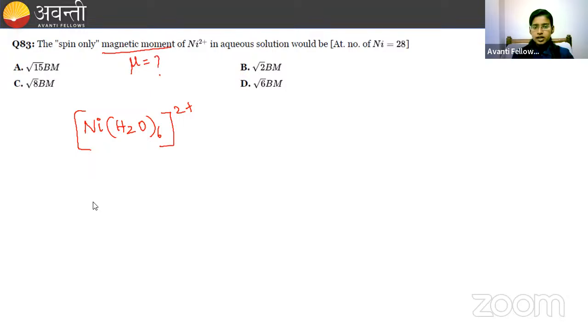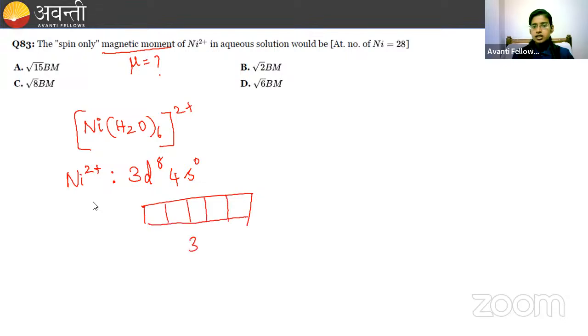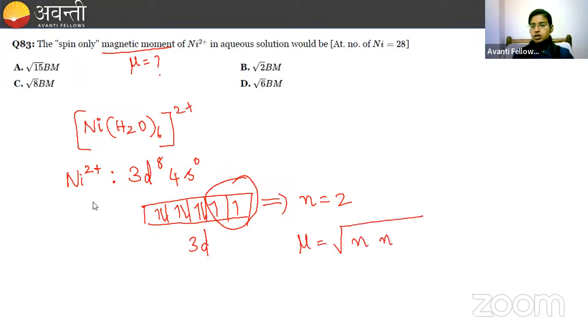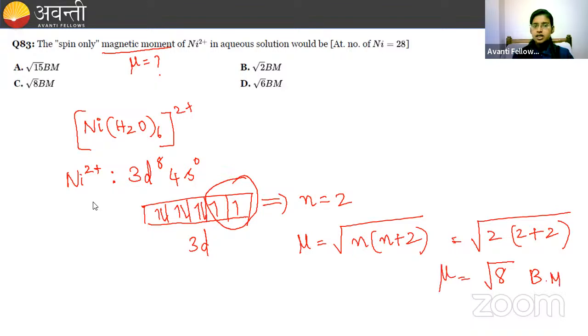To find out the mu value, we need the electronic configuration of this nickel. The nickel 2 plus electronic configuration would be 3d8 and 4s0. Right? So in the 3d orbital we have 8 electrons: 1, 2, 3, 4, 5, 6, 7, 8. And if you look at the number of unpaired electrons, it is equal to 2. To find out the magnetic moment, the formula is root of n into n plus 2, which is equal to root of 2 into 2 plus 2, which is root 8 Bohr magneton. So the magnetic moment is root 8 Bohr magneton. Option C is the correct answer.